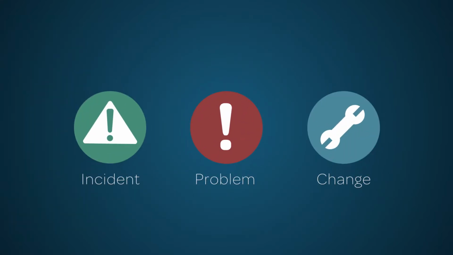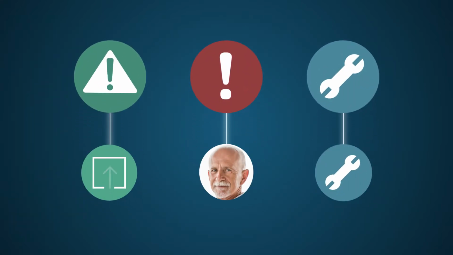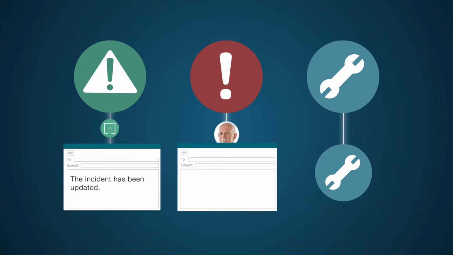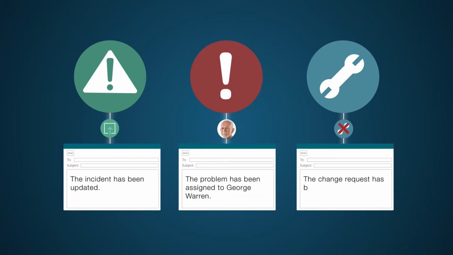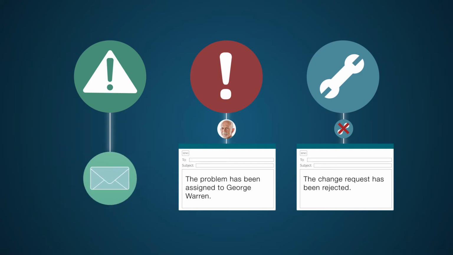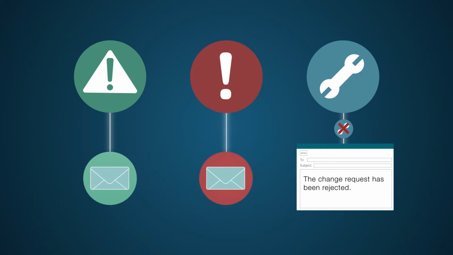The notification content varies depending on the triggering activity. Because of this, each activity is associated with a specific email notification. In other words, each activity generates a different email message that depends on the activity associated with the notification. Here are examples of email notifications triggered by an updated incident, a problem assigned to a support engineer, and a rejected change request.